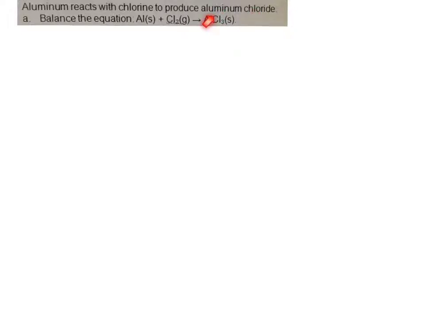Aluminum is in group 13, so that means that it is Al3+, and chlorine is in group 17, which means it's 1 negative. So when we cross these, we get AlCl3. Okay, so that's where that comes from. And then you're supposed to balance this equation. And you have to do all of this before you actually do your conversions for limiting reactants.